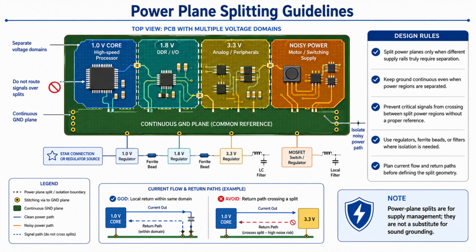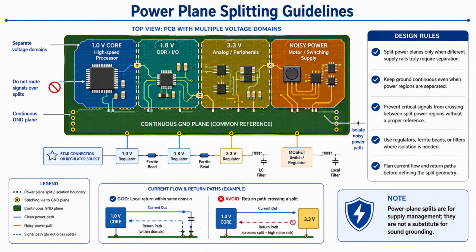Power regions should be planned around current flow. Clean supplies should stay away from noisy supplies. Switching regulators and motor power pads should be isolated carefully, with filters, ferrite beads, or local regulation when needed. Also, avoid routing critical signals across power plane splits unless the reference path is properly controlled.